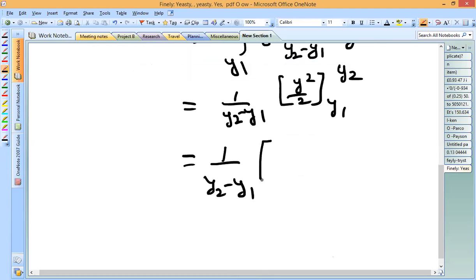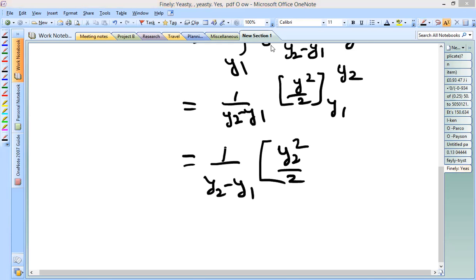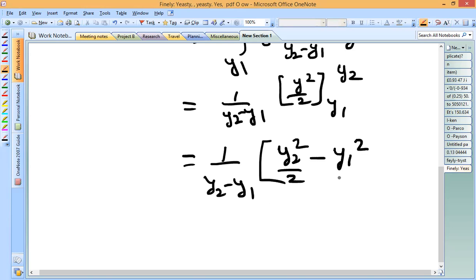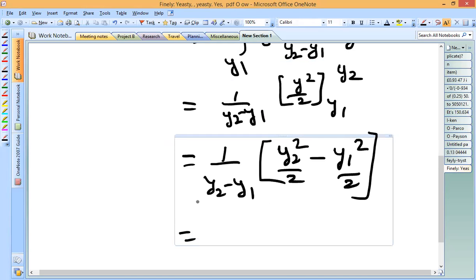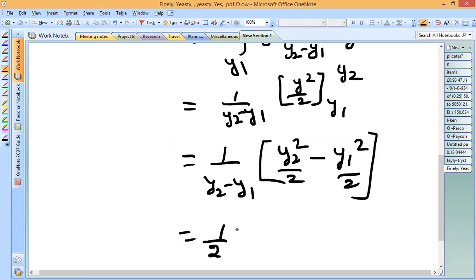into y2 square by 2 minus y1 square by 2. Here 1 by 2 is common, and you can take it outside. So we get 1 by 2 into y2 square minus y1 square, all divided by y2 minus y1.